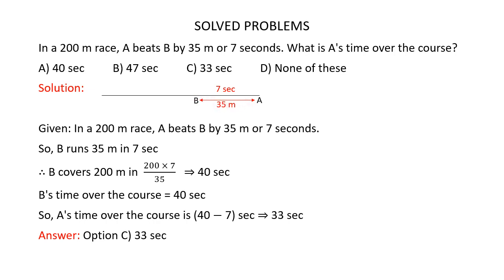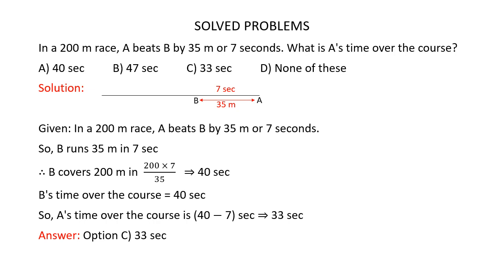Now it's given A beats B by 7 seconds. This means that A takes 7 seconds less than B to reach the winning point. That is, the difference between the times taken by A and B to reach the winning point is 7 seconds.